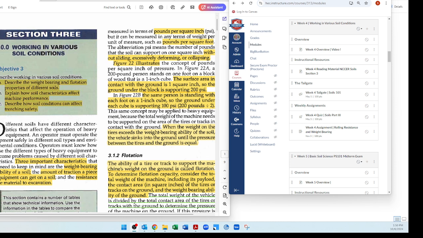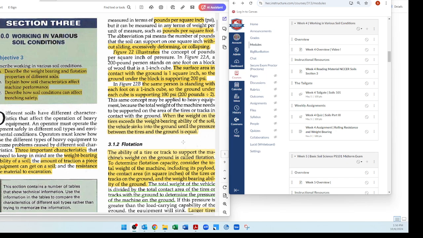This same concept may be applied to heavy equipment because the total weight of the machine needs to be supported on the area of the tires or tracks in contact with the ground. When the weight on the tires exceeds the weight bearing ability of the soil, the vehicle sinks into the ground until the pressure between the tires and the ground is equal.